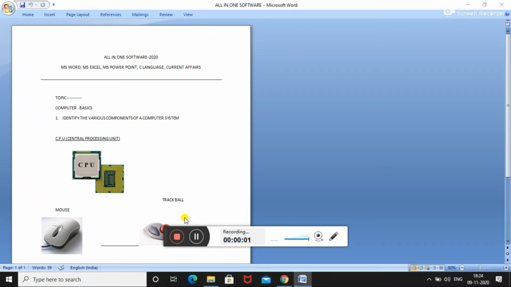Hello guys, your topic is to identify the various components of a computer system.